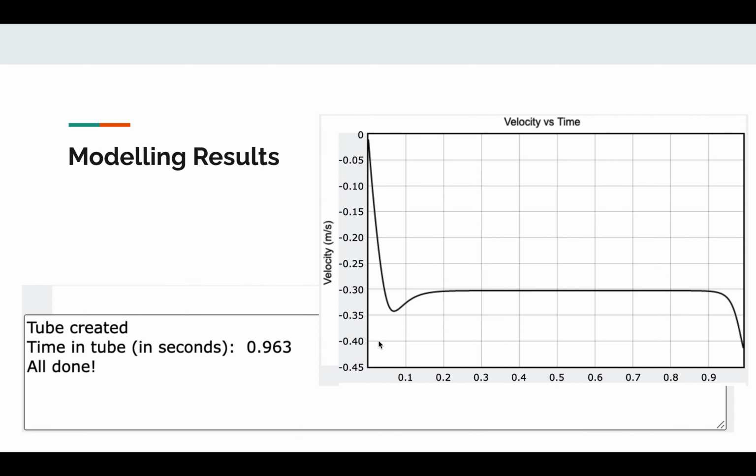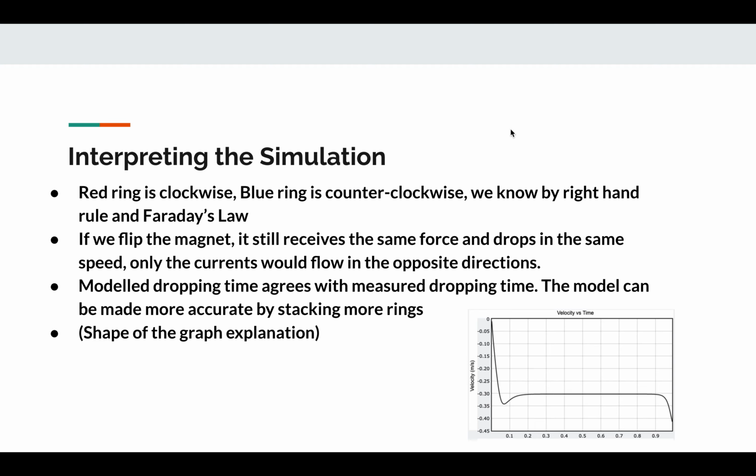These are my results for the modeling. You can see the modeling dropping time is 0.963 seconds, and this is the graph for velocity versus time.